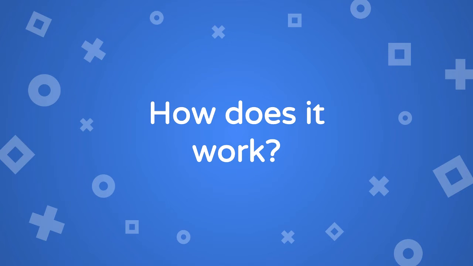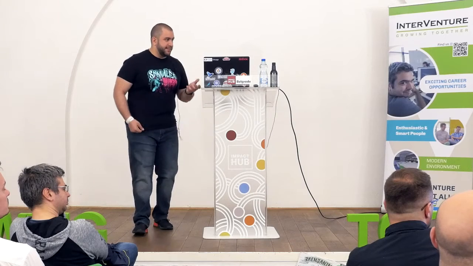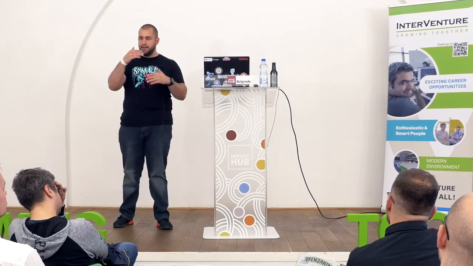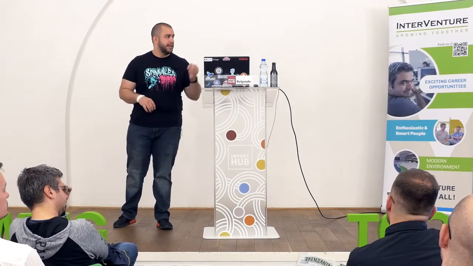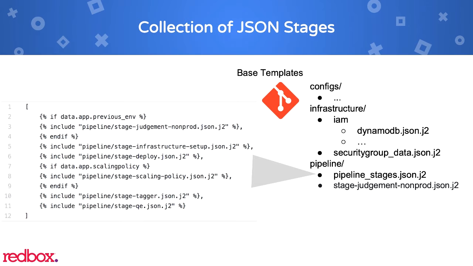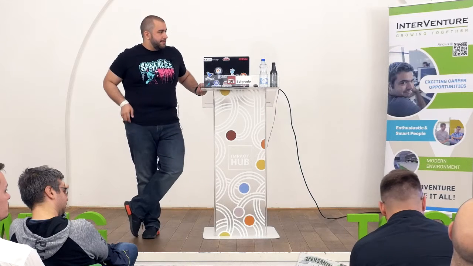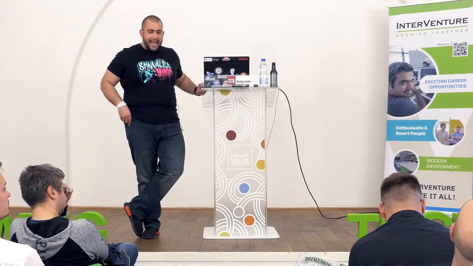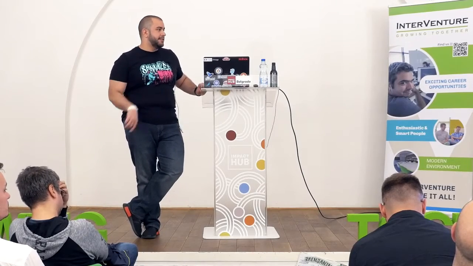So how does Foremast work? What are the advantages of it? As a DevOps team, we have a collection of base templates where we define all the different infrastructure pieces, like security group, or pipeline stages.json. This is a common thing. We use a tool called Jinja2. It's a Python library. It's a pretty nice one too. You basically define, if this, else that, whatever you need to include JSON blocks.